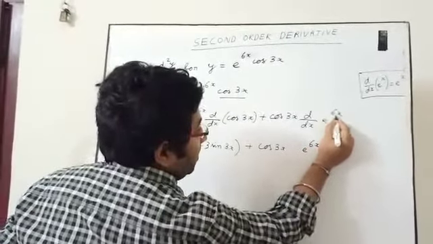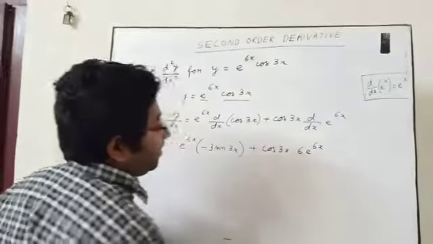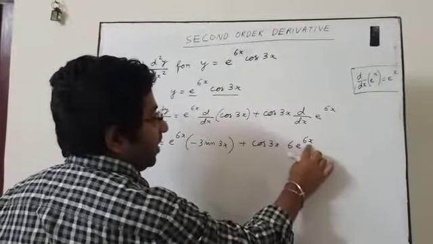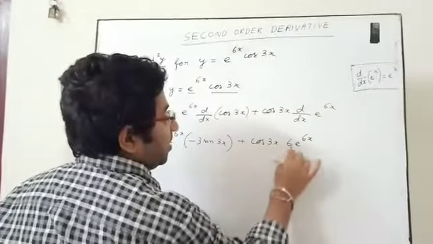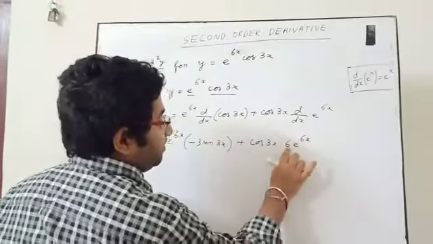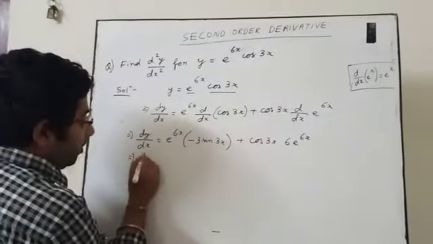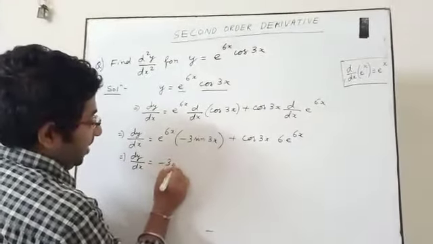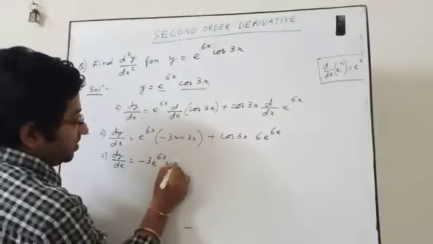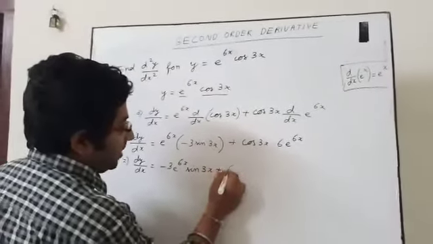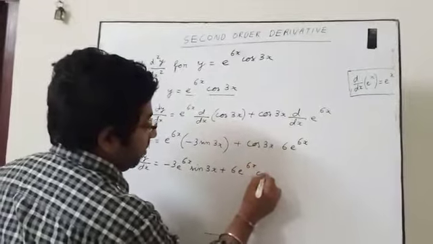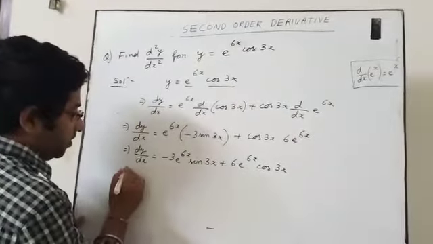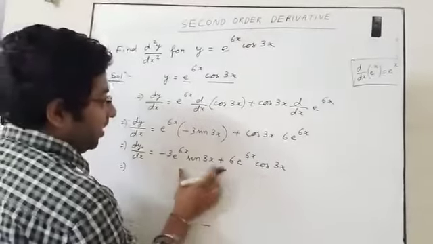Again chain rule, d/dx of 6x, so 6 will come. Applying the chain rule, finish first e to the power 6x, then again d/dx of 6x, so 6 will come. So what you got, dy by dx? Minus 3 e to the power 6x sin 3x plus 6 e to the power 6x cos 3x. Okay, so this is completed.